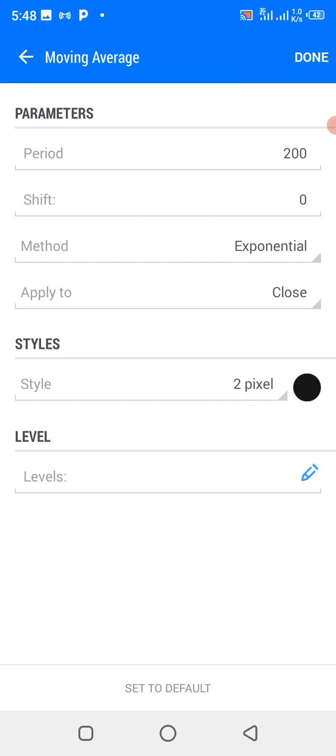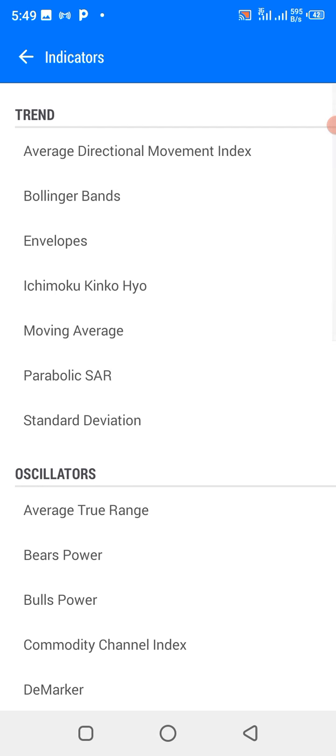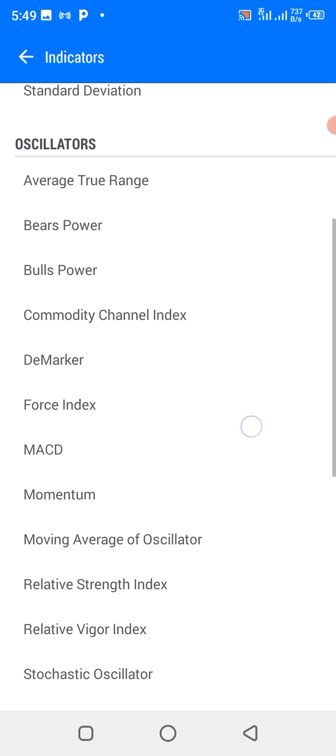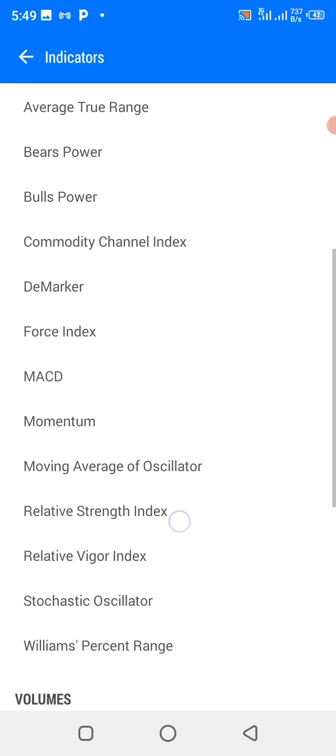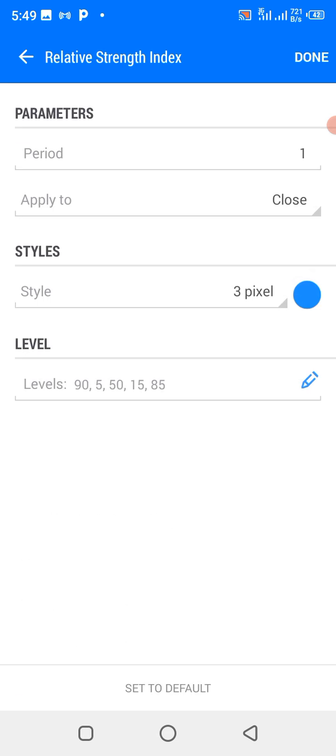And the next indicator you need for this to work is a relative strength index under oscillators. You see it. When you do that, the value of the relative strength index should be period of 1, apply to close. The style should be 3 pixels.